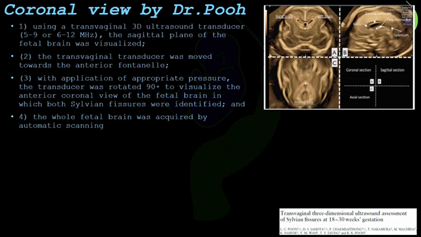Now, let us discuss the coronal view assessment of the Sylvian fissure as described by Dr. Poe. This method uses transvaginal 3D ultrasound with a high frequency transducer, typically 5 to 9 or 6 to 12 MHz. As a first step, you have to visualize the sagittal plane of the fetal brain. Next, you should move the probe towards the anterior fontanelle. The third step is, with appropriate pressure, rotate the transducer to obtain the anterior coronal view showing both Sylvian fissures.